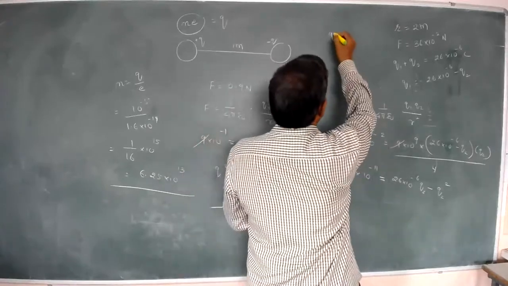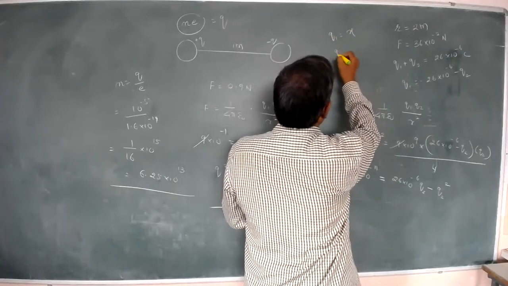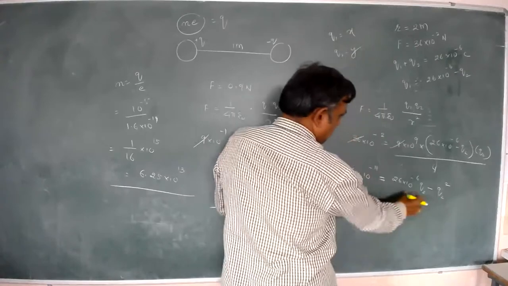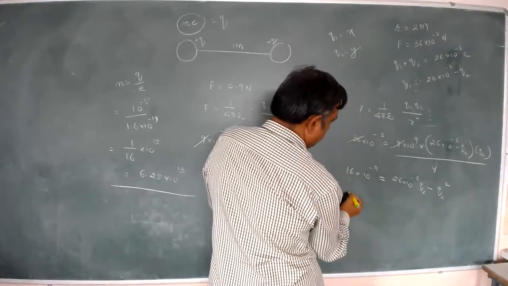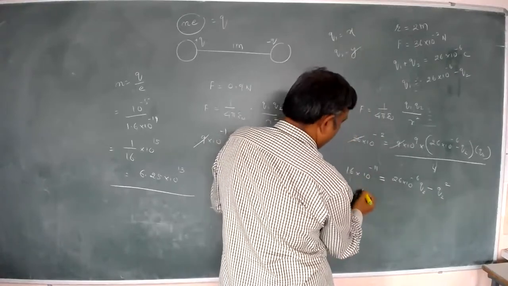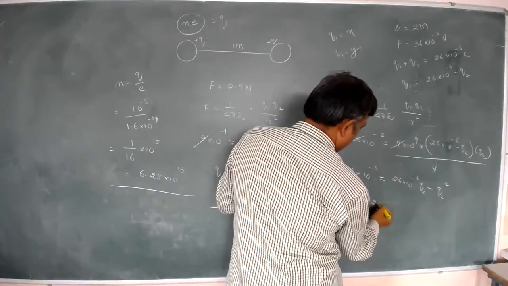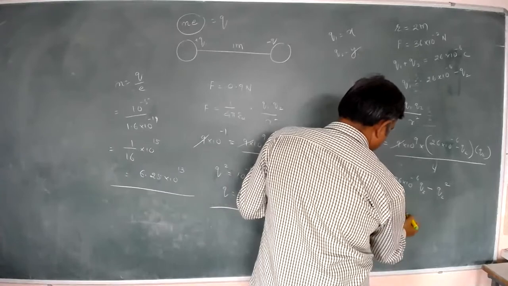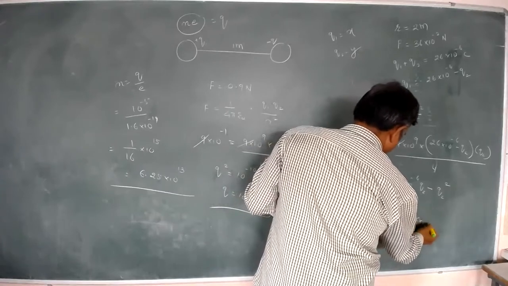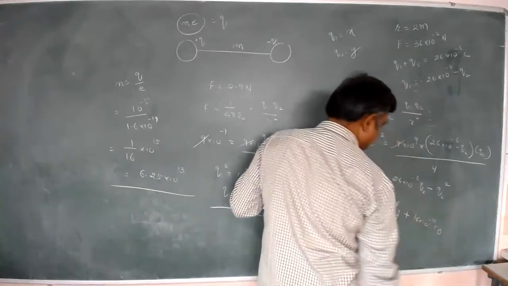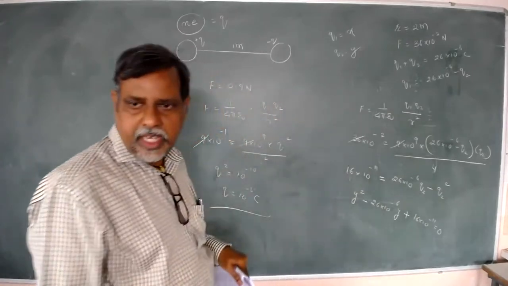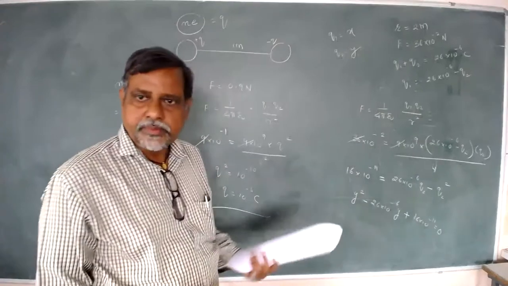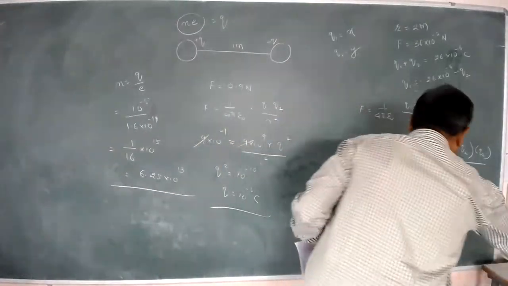That's fine. Let Q1 be X and Q2 be Y. Then this equation becomes, shifting the sign: Y square minus 26 into 10 power minus 6 into Y, plus 16 into 10 power minus 11, equals zero. So this is a quadratic equation. Now, the Y value you need to find out.